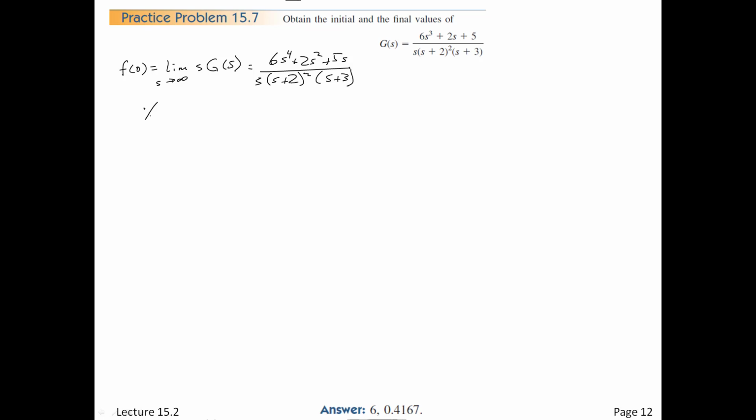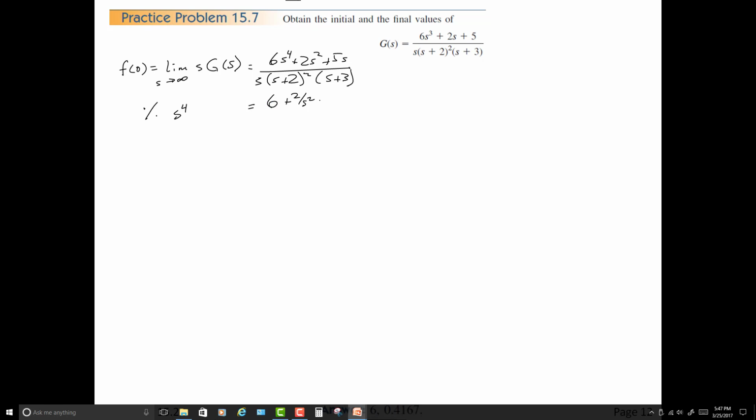So if we divide by s to the 4th, this is going to be 6, and we like that because that's not going to be a function of a value going to 0 or infinity, plus 2 over s squared, plus 5 over s cubed. And we're going to be happy. Those last two terms are going to be, with infinity in the denominator, driven to 0.